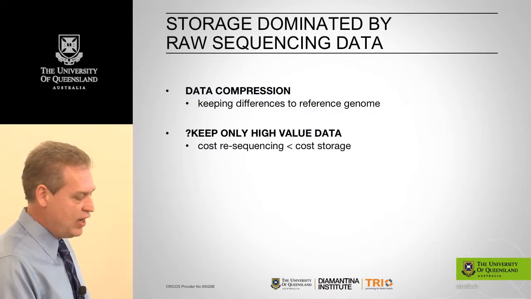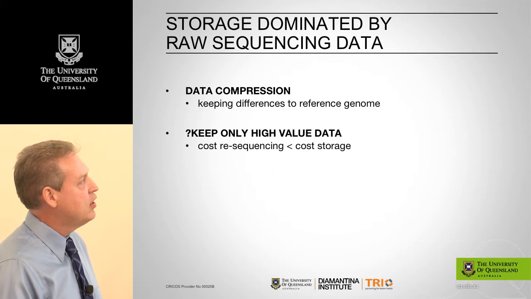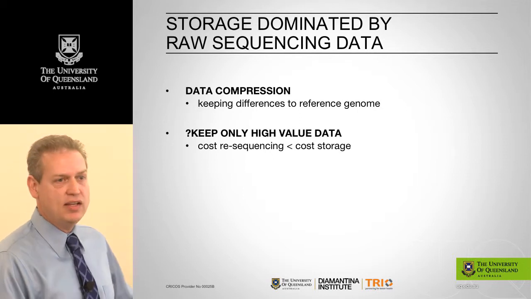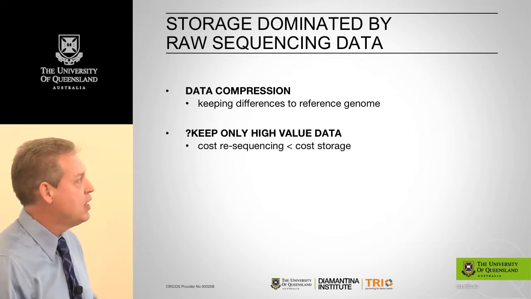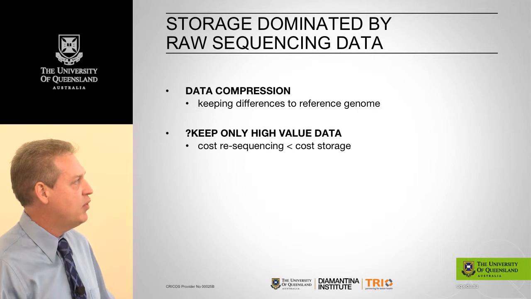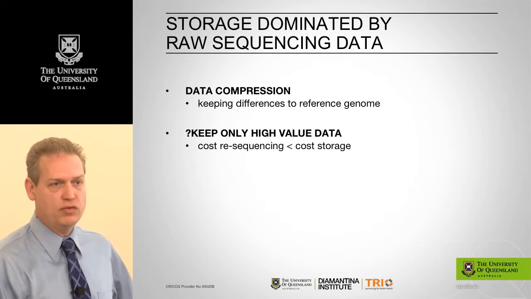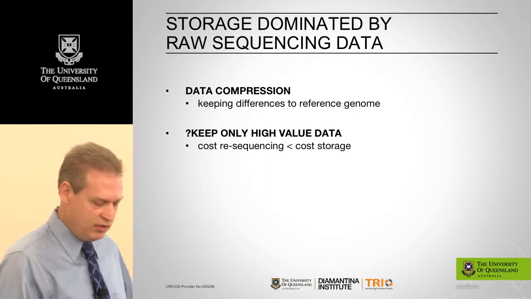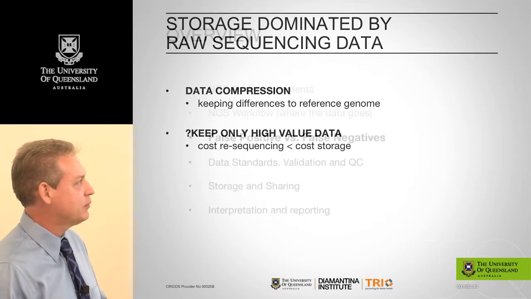So the data storage, which I tried to frighten you with, is dominated by this raw sequencing data. You can compress it using fancy techniques, and you can drop it down by about 80%. But really, you might have to do what the physicists do. You might have to only keep the high-value data when the cost of resequencing becomes less than the cost of storage. Okay? So I think this is where the future will have to be when you start getting into the zettabytes of information.